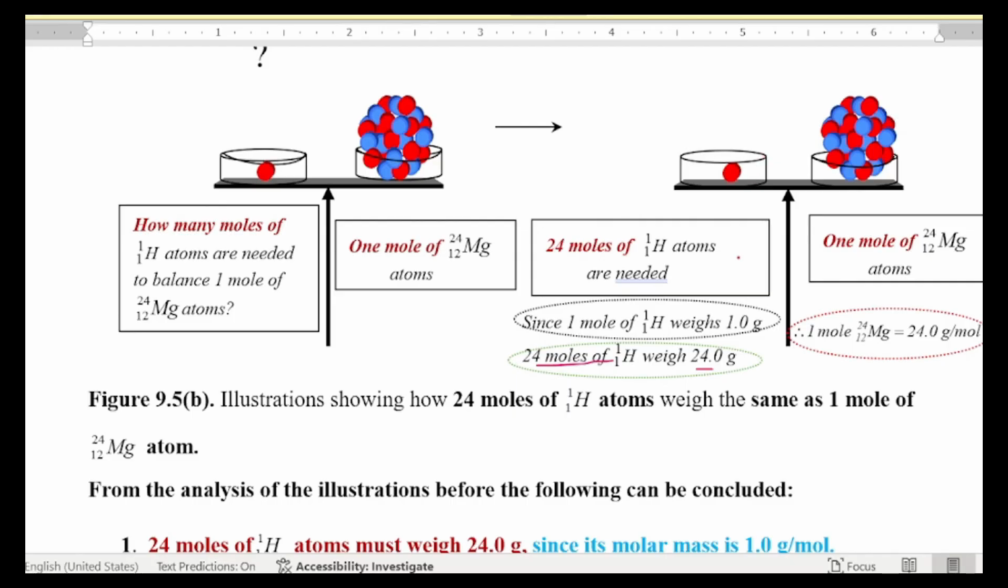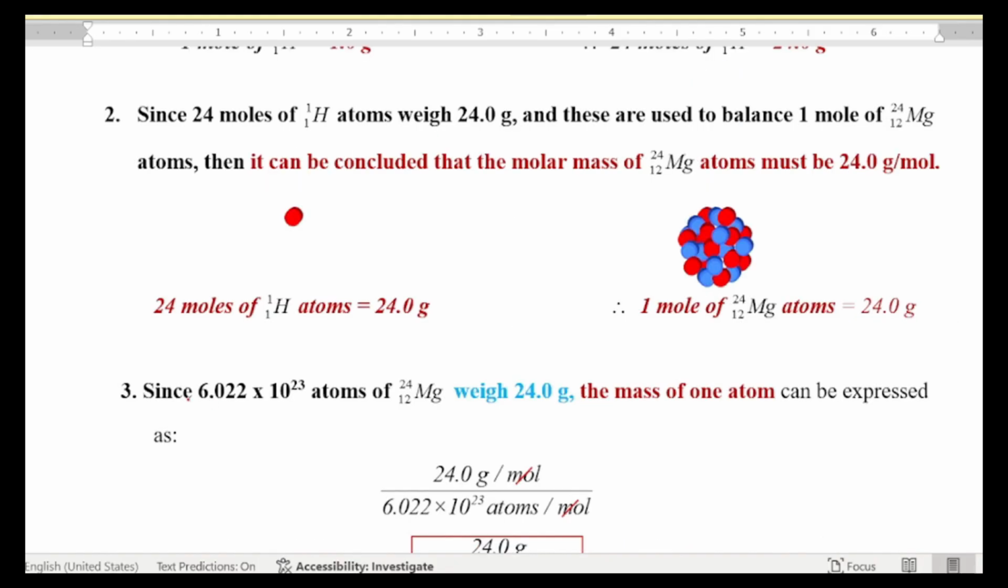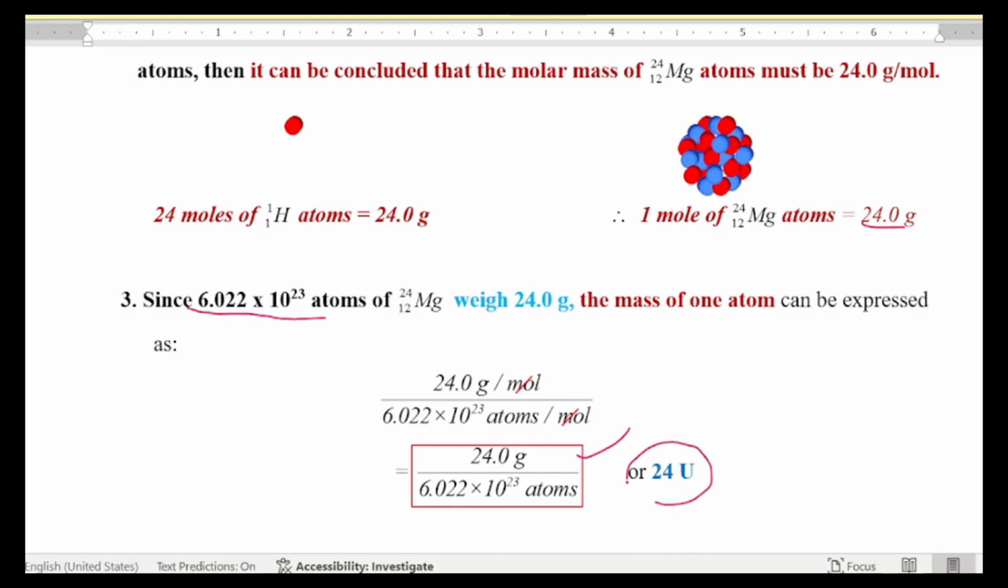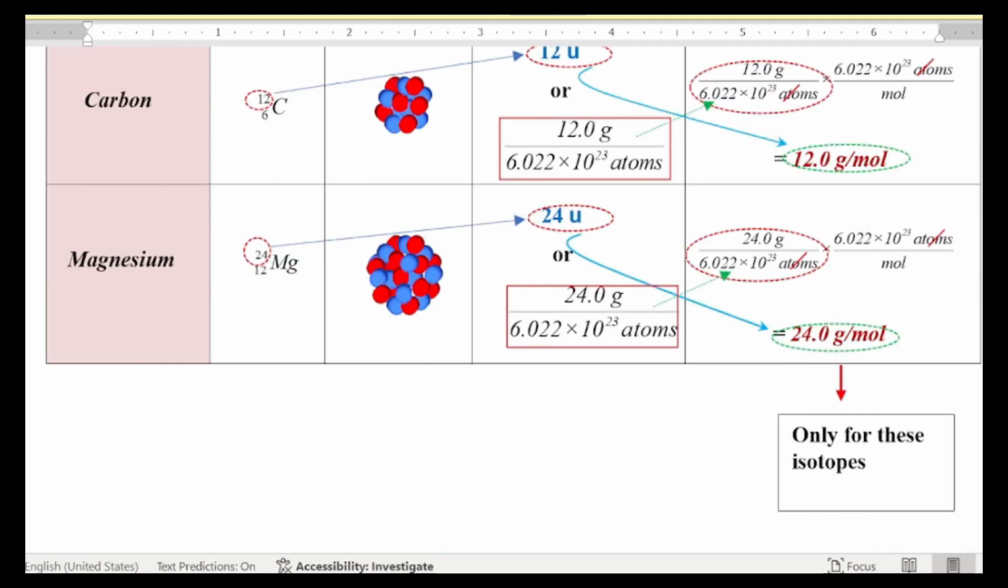And since 24 grams of hydrogen are going to be here, then 1 mole of this must be equal to 24 grams. Right? And again, since all of these atoms weigh 24 grams, 1 atom is going to weigh this, translated into grams, or the same as this. So 24U is the same as 24.0 grams divided by Avogadro's number. And now we finish our table here by putting in this.